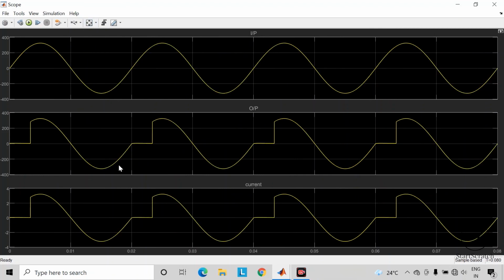So as we can observe here, we are able to control the output voltage only in one of the half cycle. So the name of this controller is AC voltage unidirectional controller. So that's all from this video.